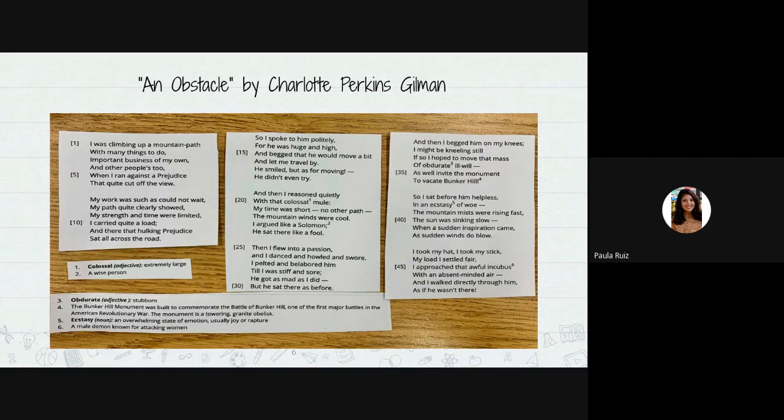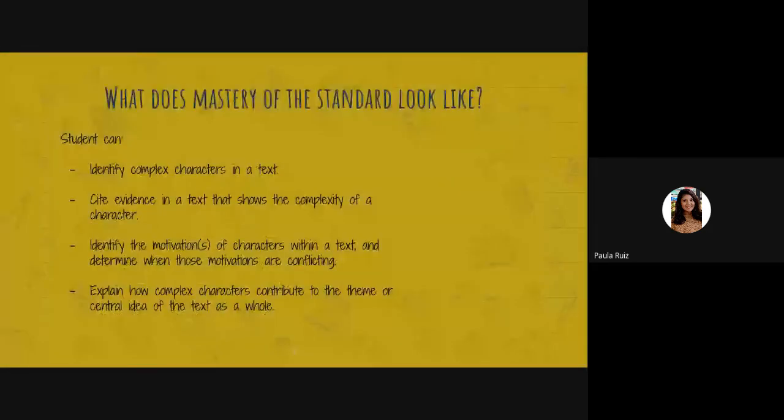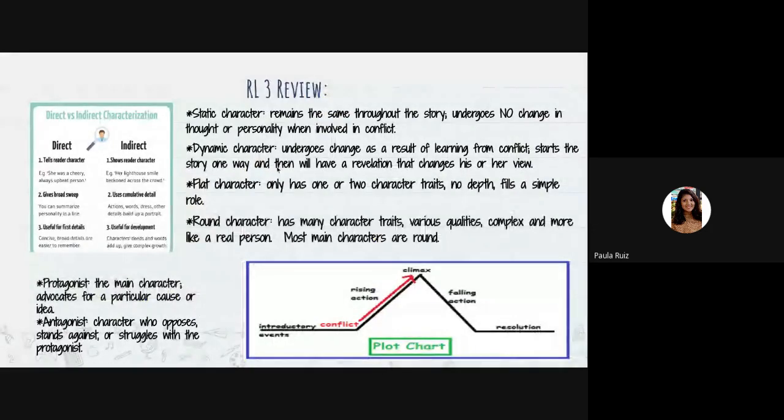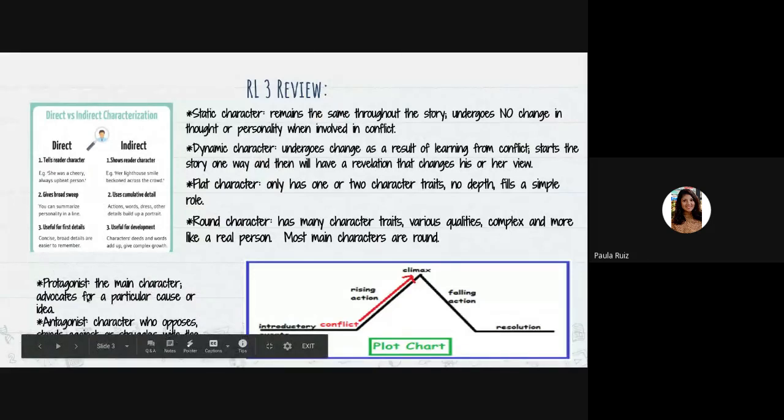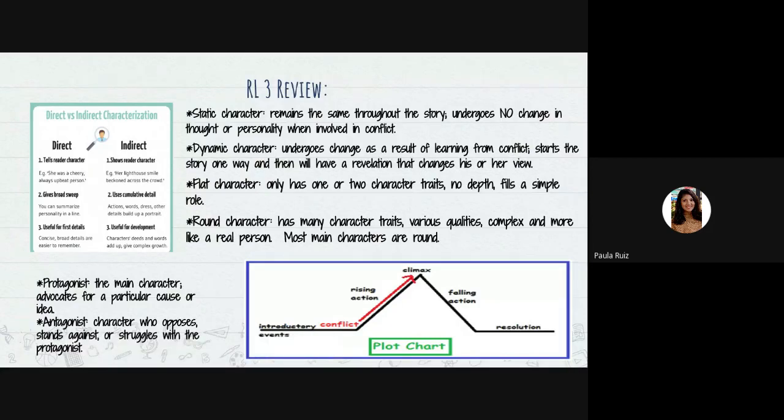So the static character, who never changes, who never moves his view, never moves physically, is the man, okay? The dynamic character that we can point out would be the woman, okay? And then the protagonist in this case is the woman. The main character advocates for a particular cause or idea, which we will talk about in a second. And then the antagonist is the one who opposes the protagonist. So the only other character in this case, or opposing force, is the man, which is named prejudice. Okay.